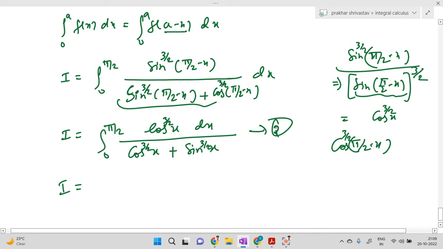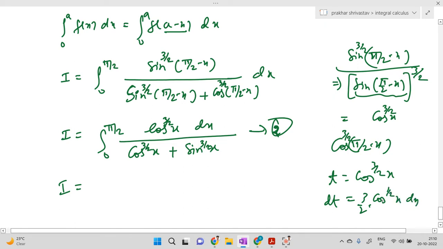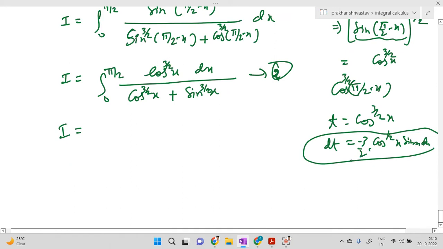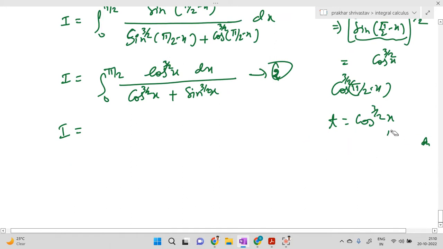Can we put t equals cos x to the power of 3 by 2? Then dt equals 3 by 2 cos x to the power of 1 by 2, and then the differentiation of cos x is minus sin x dx. It is becoming more complicated. That's why we use a very simple method.